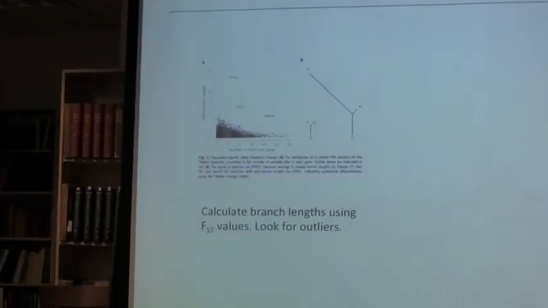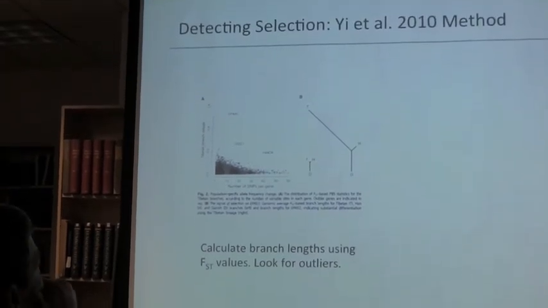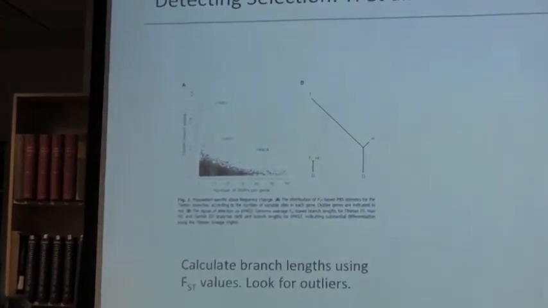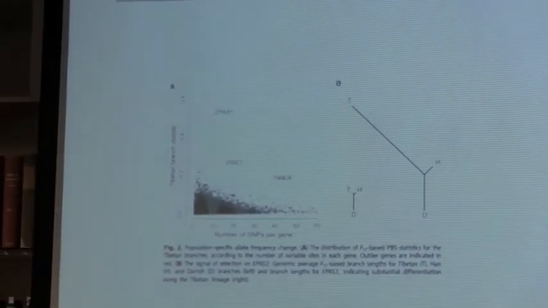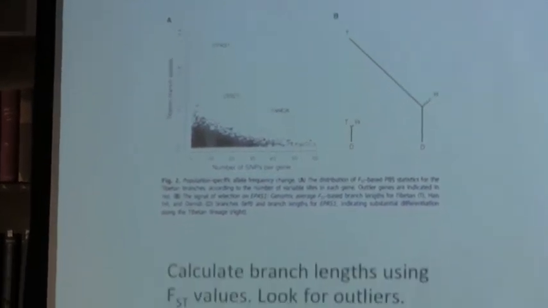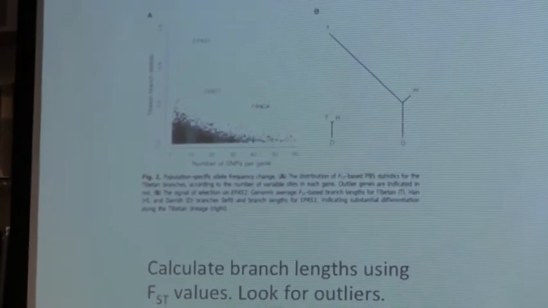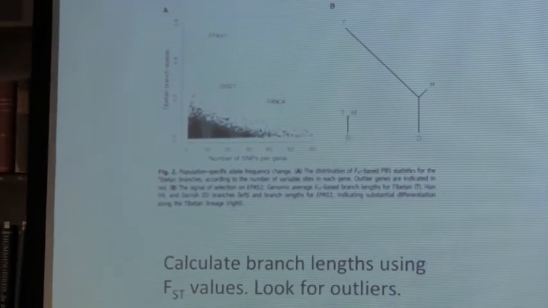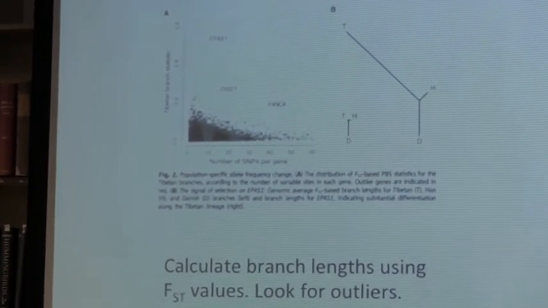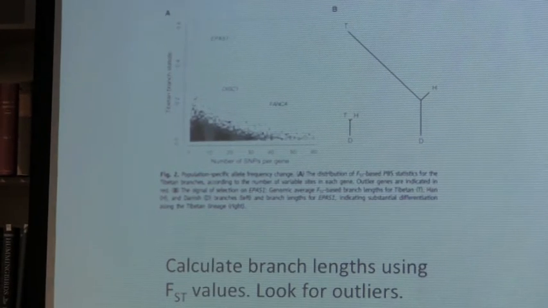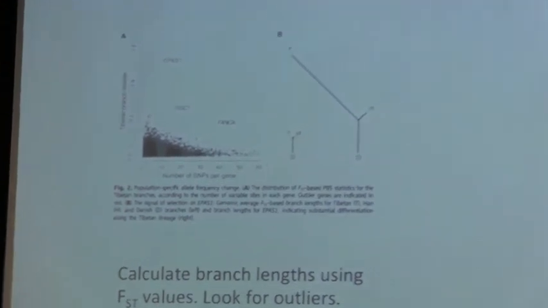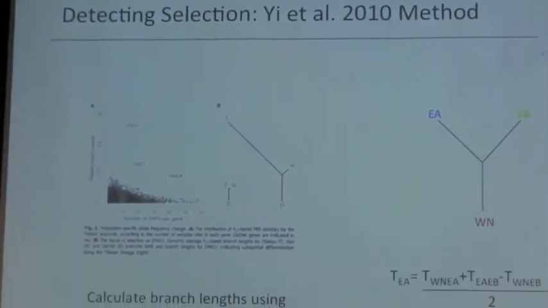This is a figure from the human Tibetan genome paper. They use this method to find a gene that's related to high altitude adaptation in Tibetans. What they basically did was calculate branch lengths using FST values, and then look for outliers. They looked for branches that were much, much larger, that had accelerated evolution compared to the rest of the genome. And you need 3 species to do this, which luckily we have.